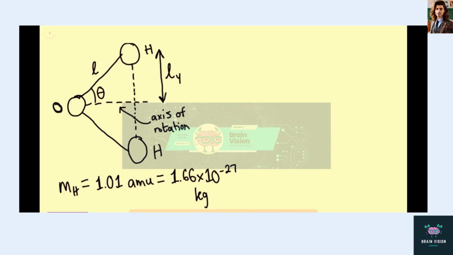So we can say that if the axis is perpendicular to the plane of the model, then each hydrogen atom is a distance L away from the axis of rotation. Therefore, the moment of inertia through the perpendicular axis would be equal to 2 times the mass of the hydrogen atom times L squared, because there are 2 hydrogen atoms.